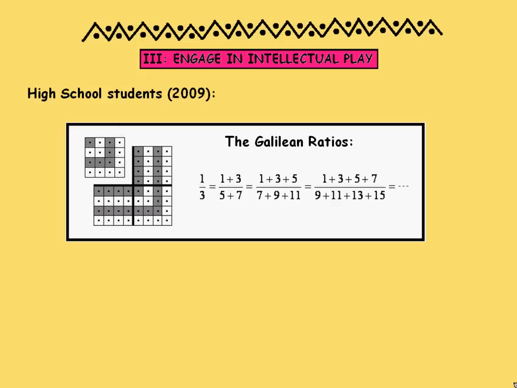Just to show how far high school students can go with this, I had a group work with me. Galileo observed something strange about fractions of odd numbers. The sum of the first, say, 4 odd numbers divided by the sum of the next 4 odd numbers is always 1/3. The sum of the first n odd numbers divided by the sum of the next n odd numbers is always 1/3.